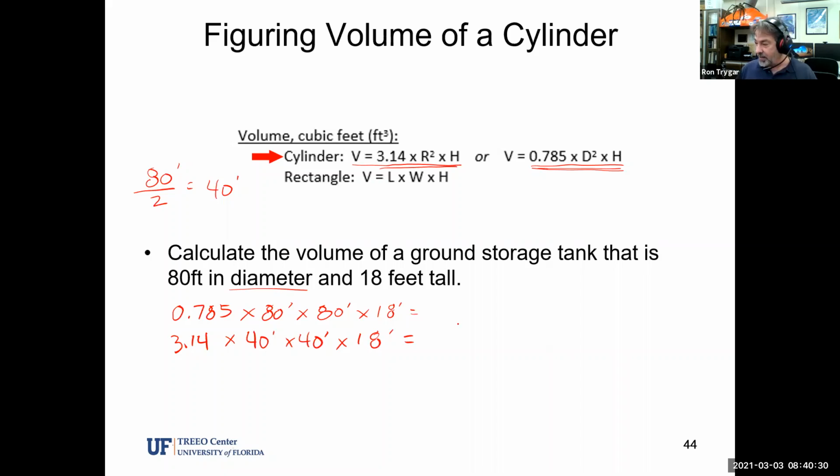And I got, on my calculator, 90,432, and my units now are feet cubed. So feet cubed, cubic feet. There we go. So that's how we work that one out. So that's the volume of a storage tank.